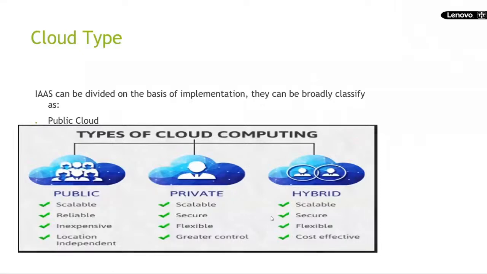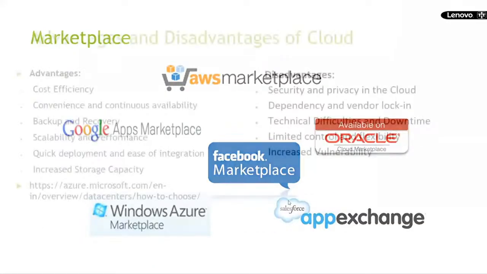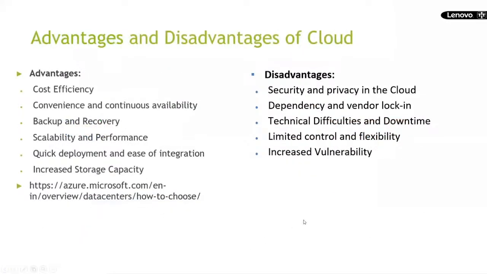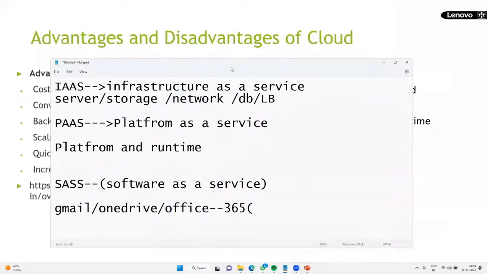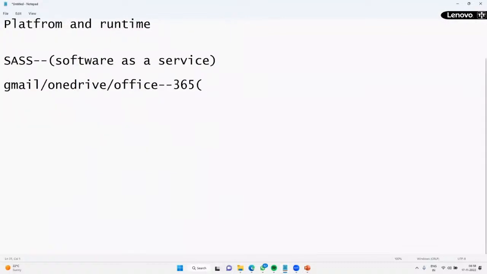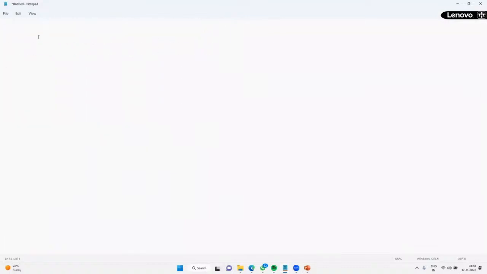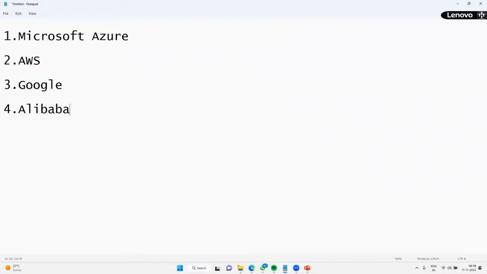Next, as you already know, there are multiple cloud vendors providing cloud computing technology. First is Microsoft Azure. The other one is AWS. Third is Google. Fourth is Alibaba. Fifth is Oracle Cloud. Sixth is IBM Bluemix. Seventh is OpenStack.